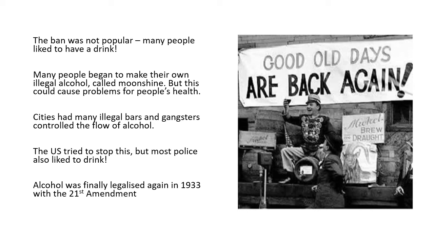Prohibition finally ended in 1933 with the 21st Amendment. President Roosevelt, who'd just been elected, announced on the radio, "Let's all go and have a drink." So you see, even the president wanted to go and have a drink. So although the law lasted for about 13 years, it was not popular and it was not successful.